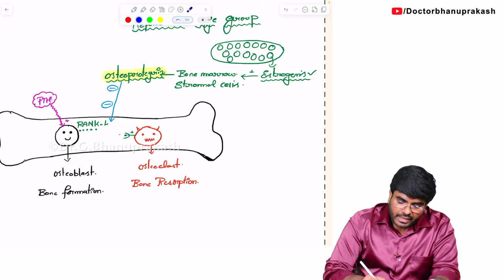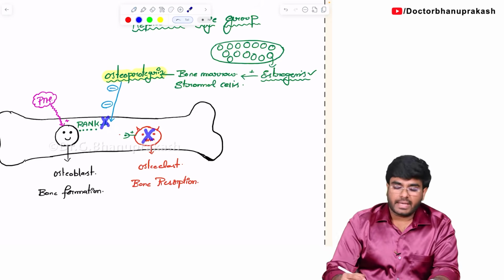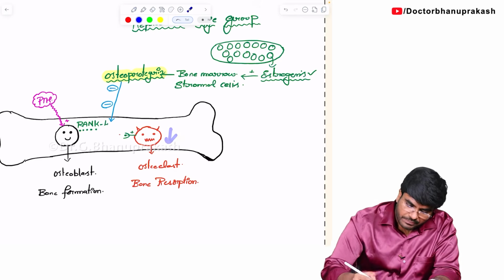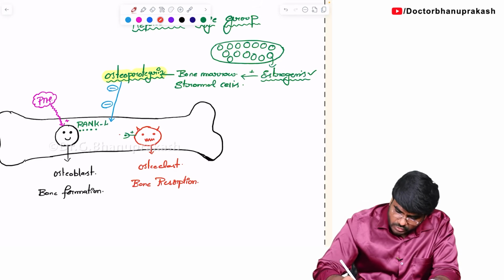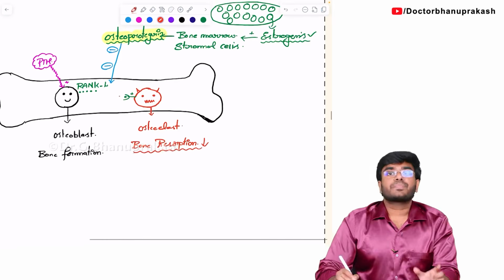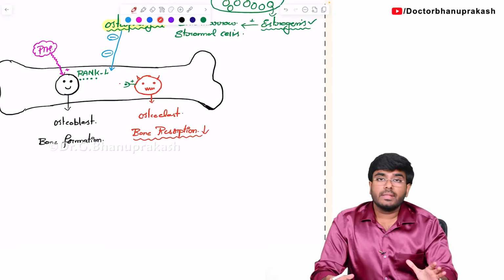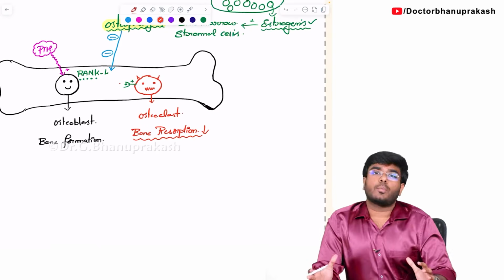Now whenever the RANK ligand is not there, what will happen to the osteoclastic activity? The osteoclastic activity is going to be less. So bone resorption is going to be less. Whenever the bone resorption is less, the bones are going to be stronger. You can say there are stronger bones.